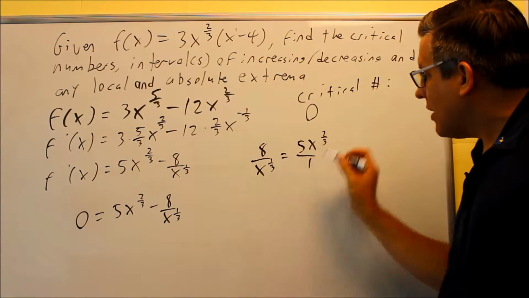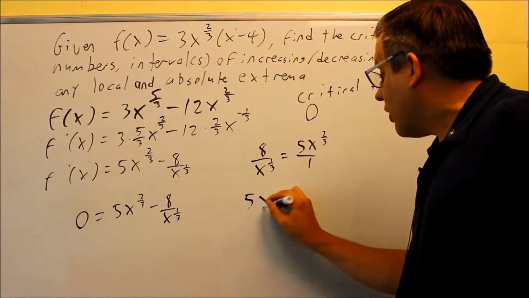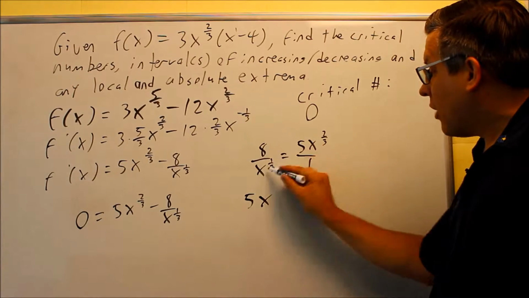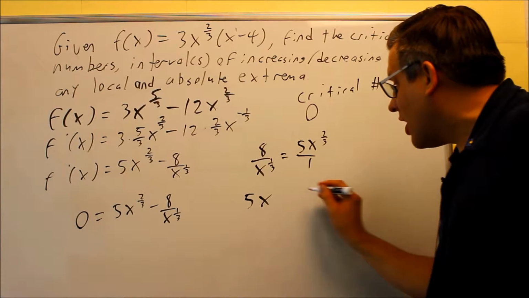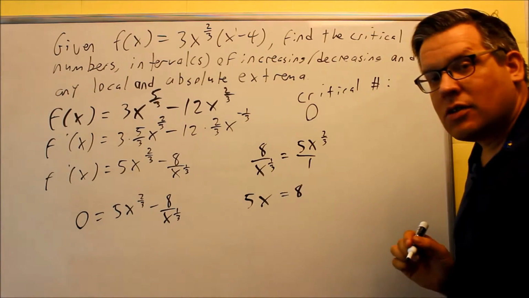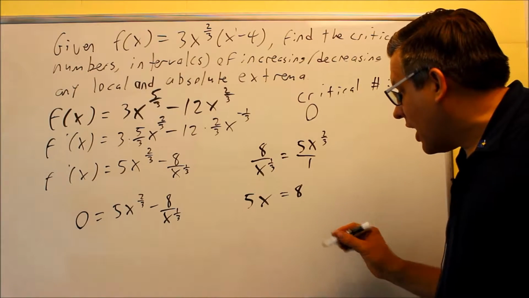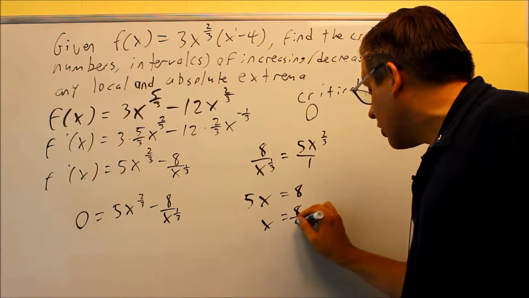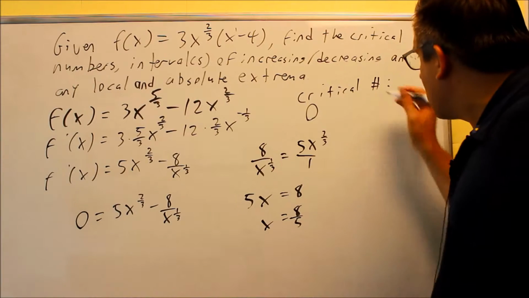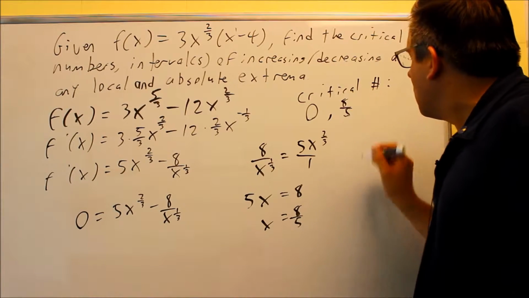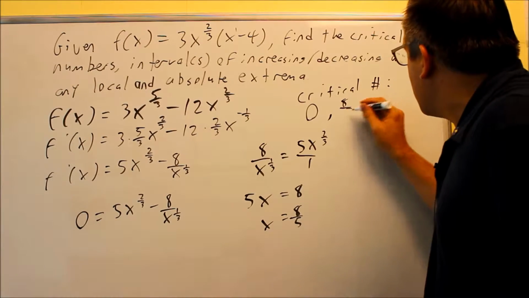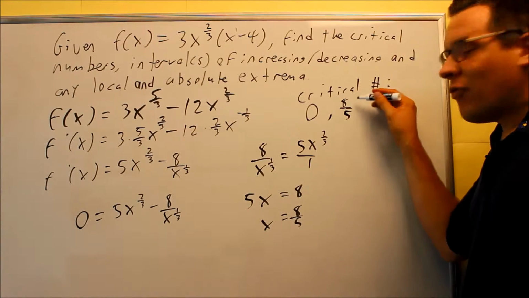So when we multiply these, I get a 5, and then the x, if I take the powers and add them together, 1/3 and 2/3, I'll get a power of 1. So I just get 5x. That's going to equal 8. If I divide both sides by 5, then I get my other critical number. It's going to be 8/5. So I get 0 and 8/5 as our two critical numbers.